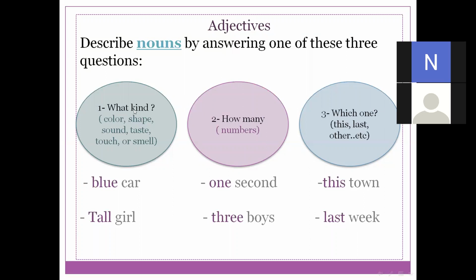What kind? How many? Which one? In what kind, we are describing color, shape, sound, taste, touch, or smell. How many? We have numbers. And which one? We will use words like this, last, other. Okay?